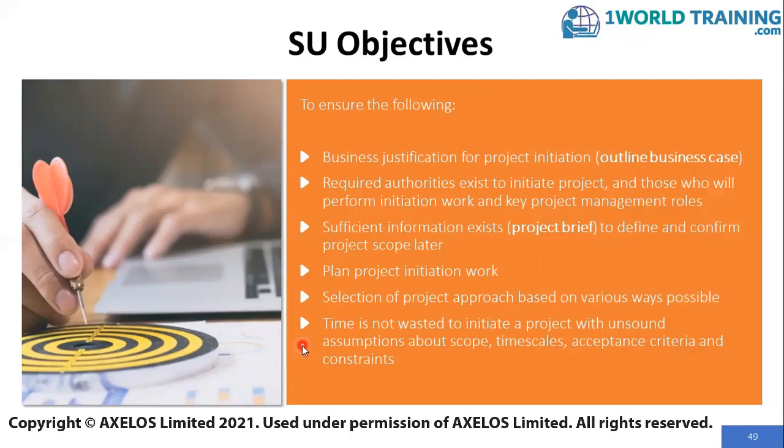In the starting up a project process, any constraints should also be clearly understood and removed. For example, there may be resource constraints, funding constraints, and if there are such constraints, if it is possible to remove them, then only the initiation should be authorized. Otherwise, the initiation would not be authorized.